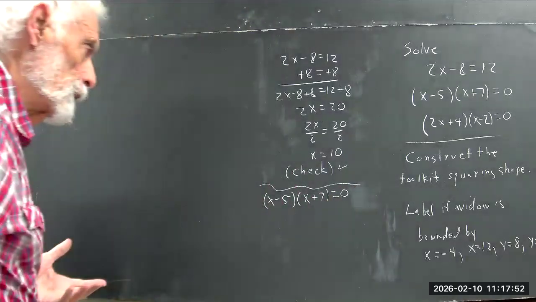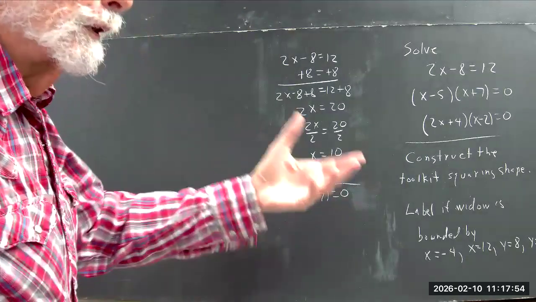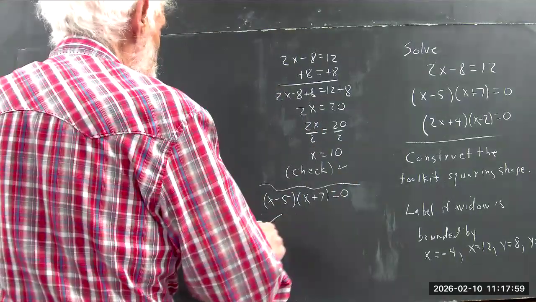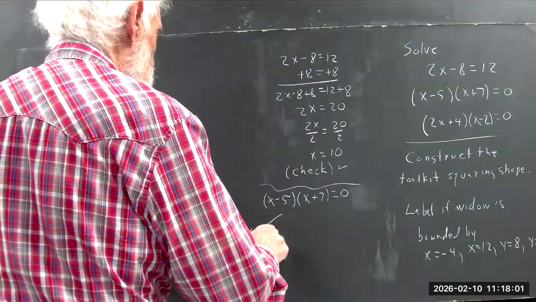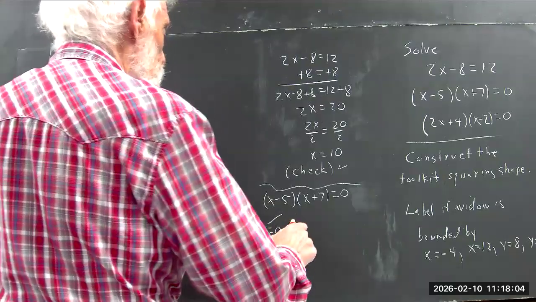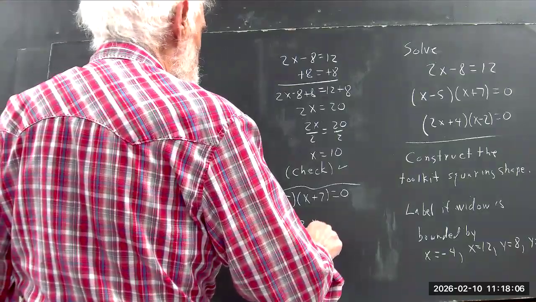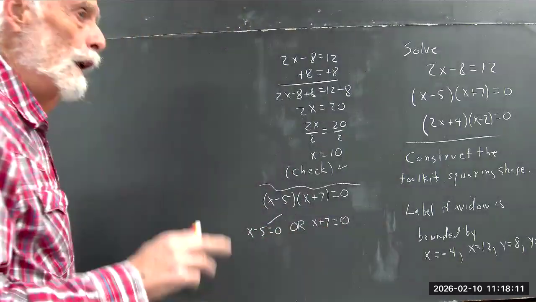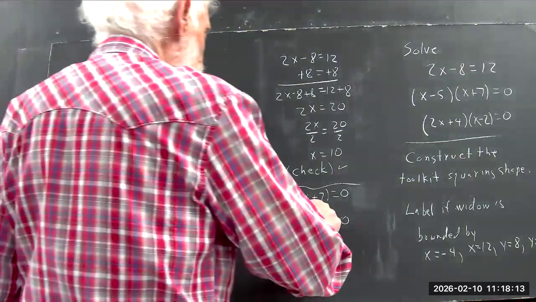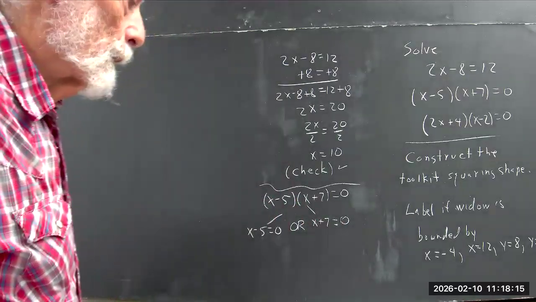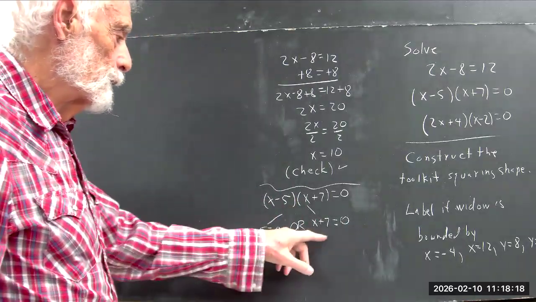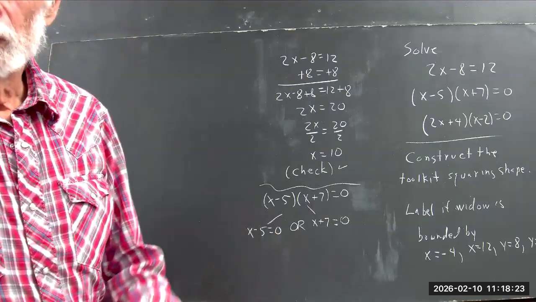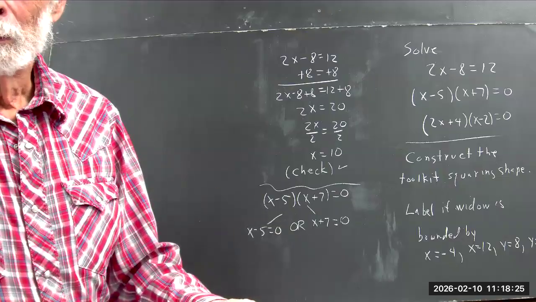Most people did okay with this. But the way I really want you to write these out is x minus 5 equals 0 or x plus 7 equals 0. The difference between or and and is very important. So if you're just writing this and writing this without that logical connective, you're missing something that you're going to wish you hadn't missed a little bit later.